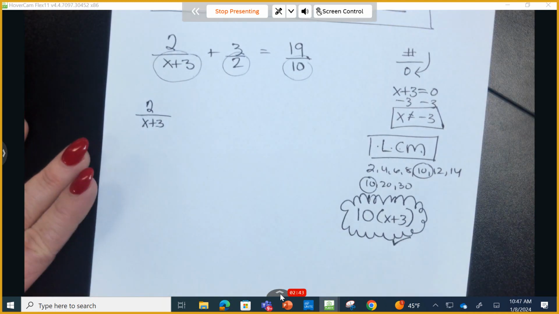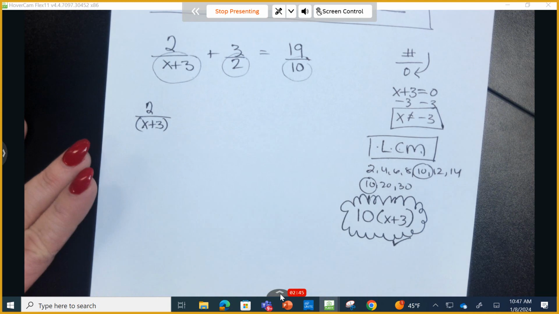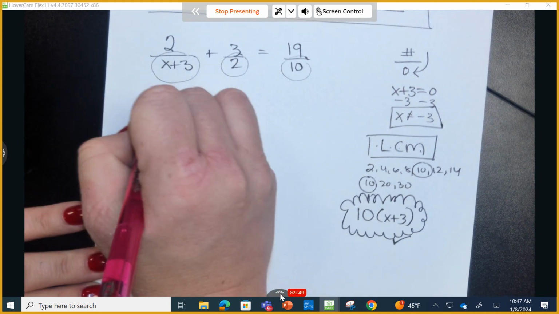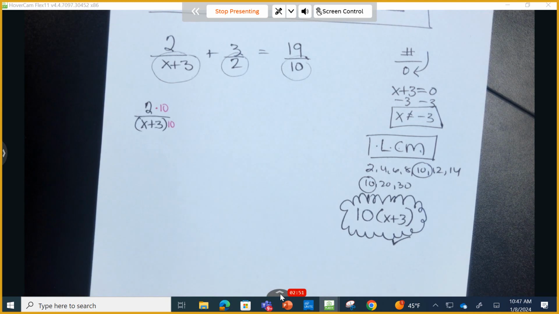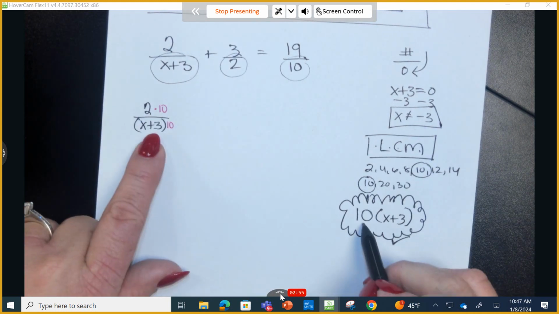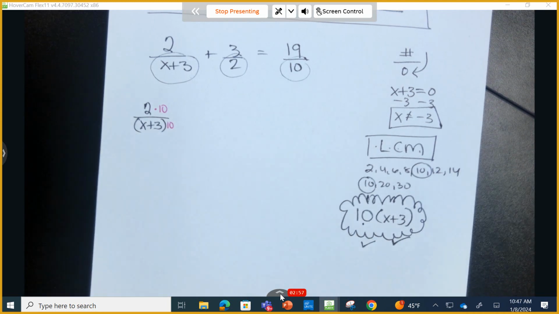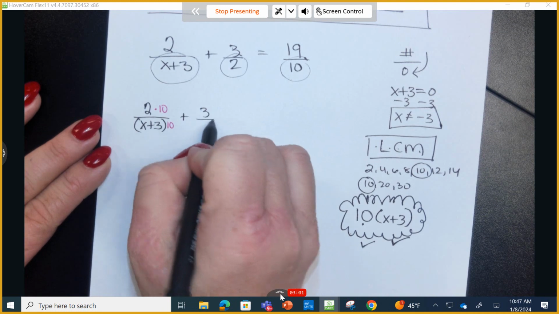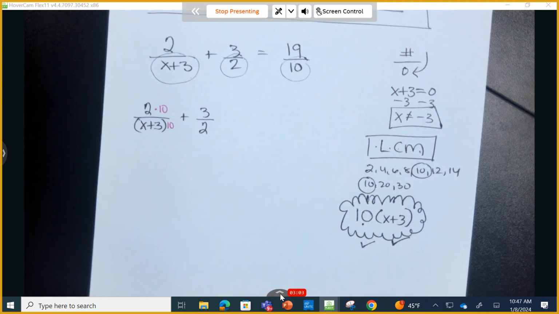But it's missing a 10. So to this very first term, I'm going to attach a 10. Whatever you attach to the bottom, or the denominator, you must also attach to the numerator every single time. So this first term now has a 10, and it has the quantity x plus 3. Great. Let's transform the second term, or the second fraction.